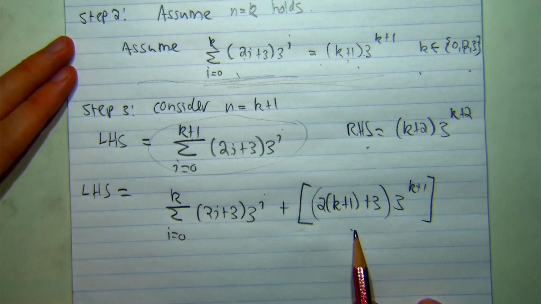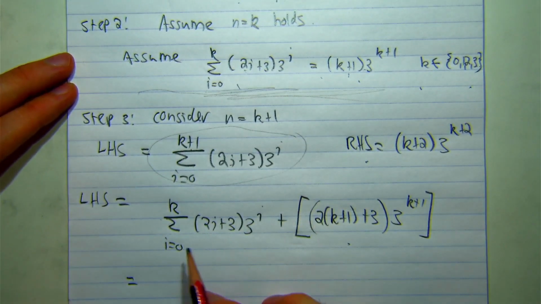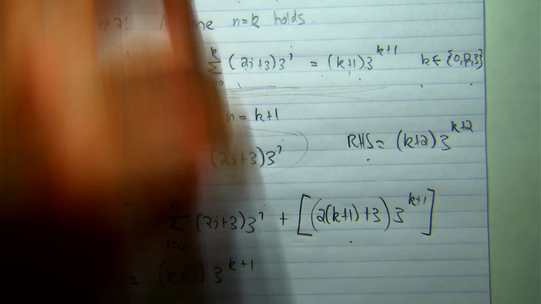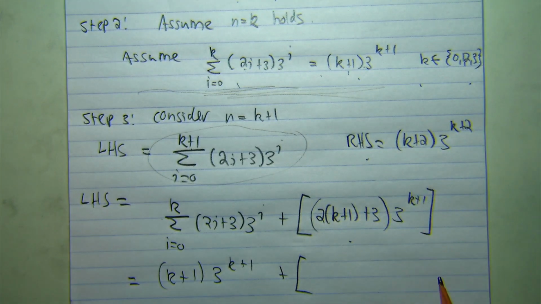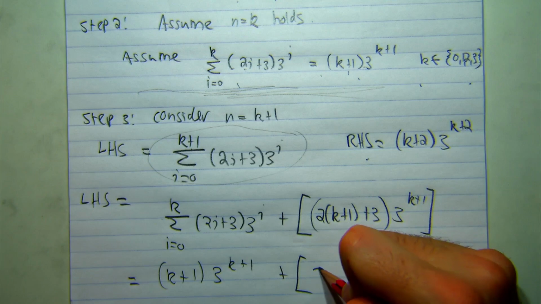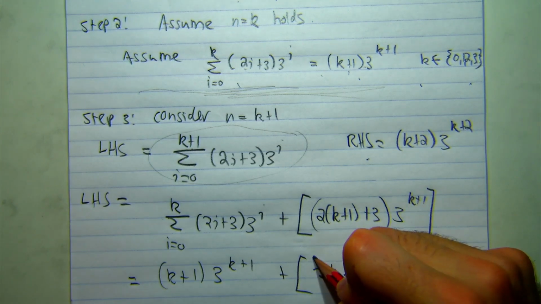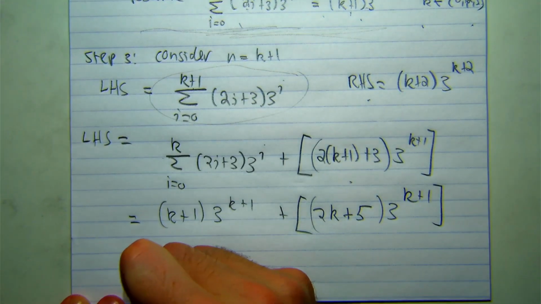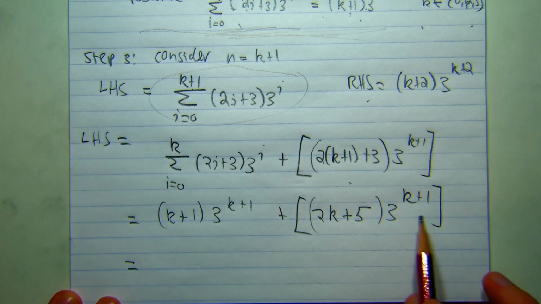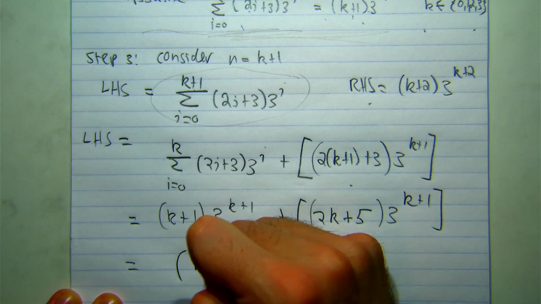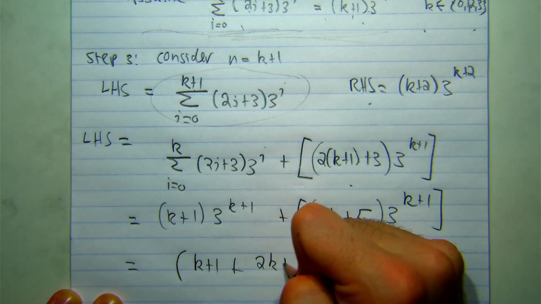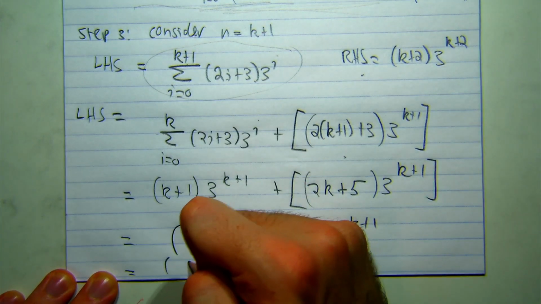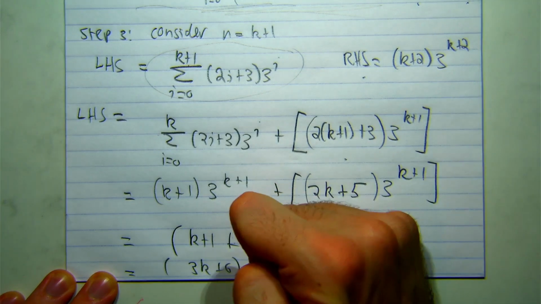We get this. And then plugging in our assumption, we have these matching up. So we get k plus 1, and doing some tidying up, 2k plus 5, 3k plus 1. Yep, I think the algebra there is fine. And then we can factor out the 3k plus 1, and we have k plus 1 plus 2k plus 5, which is 3k plus 6, times 3 to the power of k plus 1.